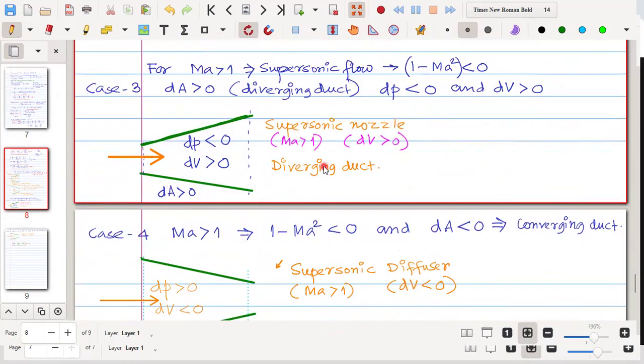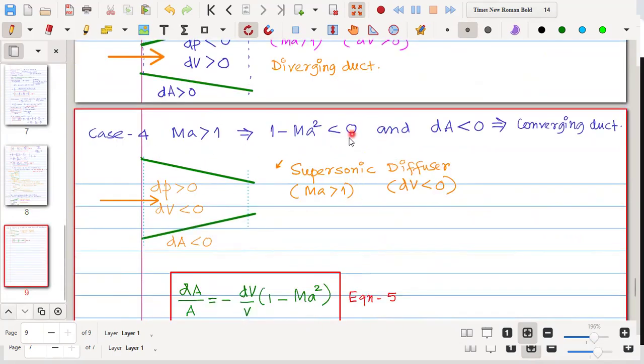And for the second set of cases, when Mach number is greater than 1, that is supersonic flow, 1 minus M square is negative. Therefore, if area increases, the pressure will decrease. And since the pressure decreases, velocity will increase, and therefore we will call it a supersonic nozzle. The opposite thing happens for the area which is decreasing. So it is a converging duct, the pressure increases and velocity decreases. And since velocity decreases, we call it a supersonic diffuser.